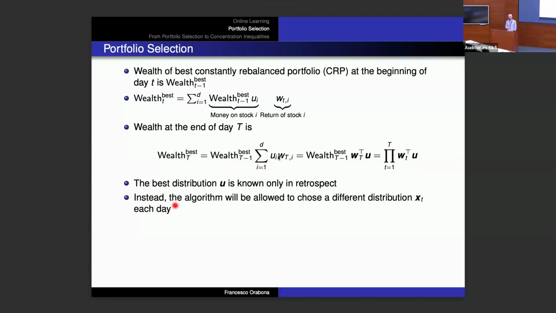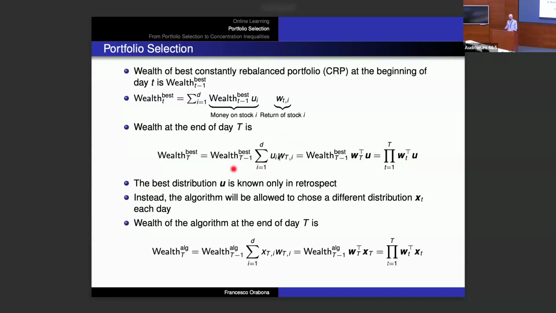Okay, so what is instead what the algorithm will do? We want an algorithm to do exactly the same strategy, to approximate this strategy. So the algorithm will do exactly the same thing, but the difference is that the algorithm will decide the distribution x in each round, based on the past. Based on what happened in the past, the algorithm each day will tell you, this is the distribution that I think you should use. And so the wealth of the algorithm is exactly the same, but the only difference is that now x_t is changing in each round. And instead, the best constant rebalance portfolio uses a fixed vector in each round. That's it. So this is the wealth of the best. This is the wealth of your algorithm.